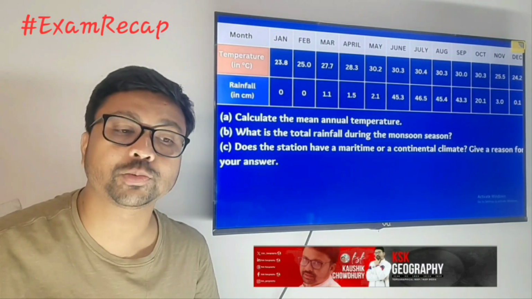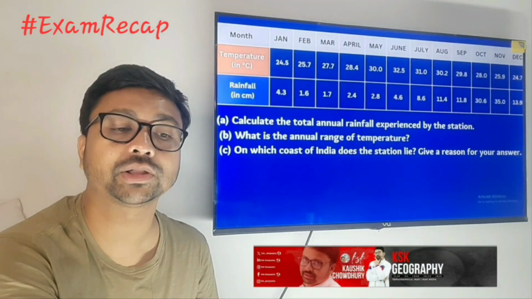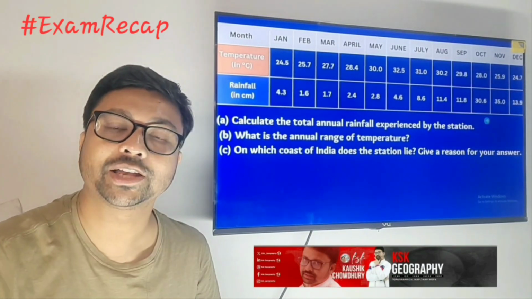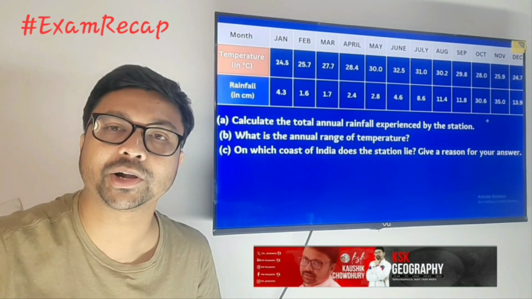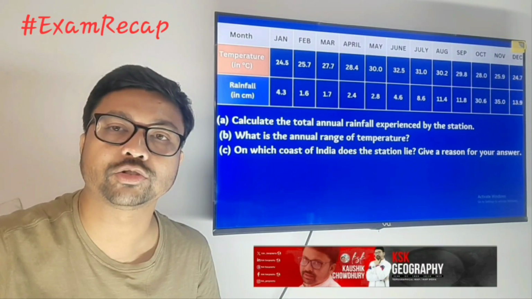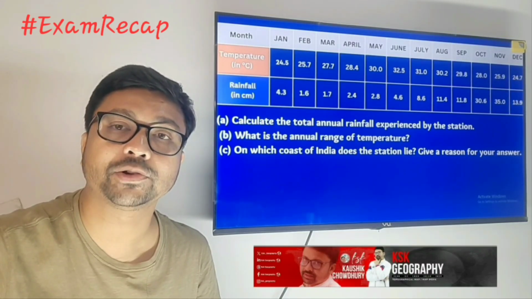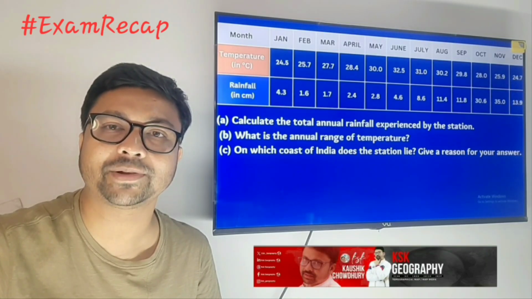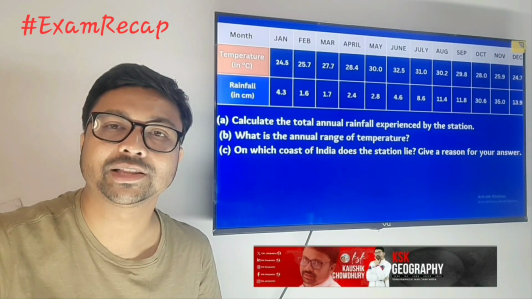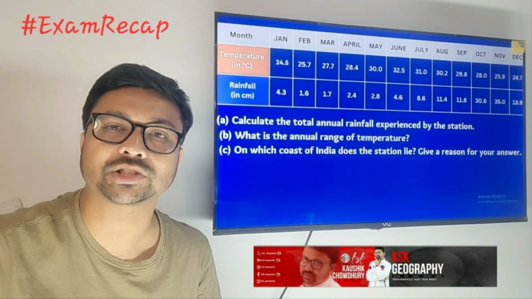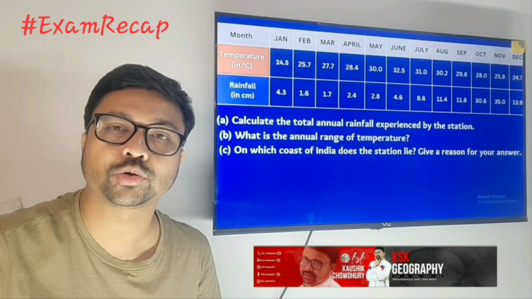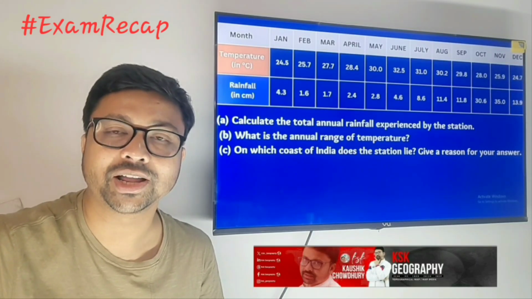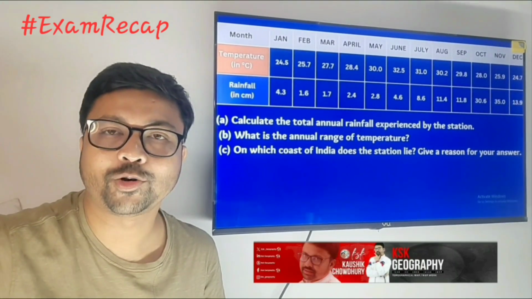On the other hand, if the rainfall is more during the months of October, November, it means obviously the place will be Coromandel coast, and the source of rain will be retreating monsoon. And if you see the rainfall is more during the months of December, January, February, it means obviously the place will be Punjab, Haryana, Rajasthan or western part of India, and the source of rainfall will be the western disturbances.